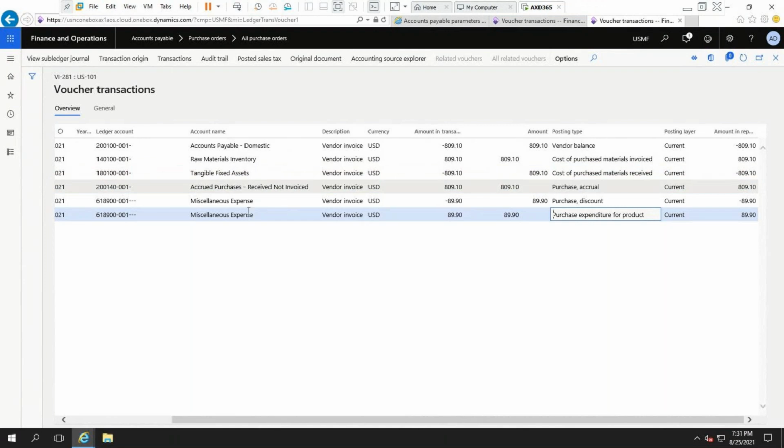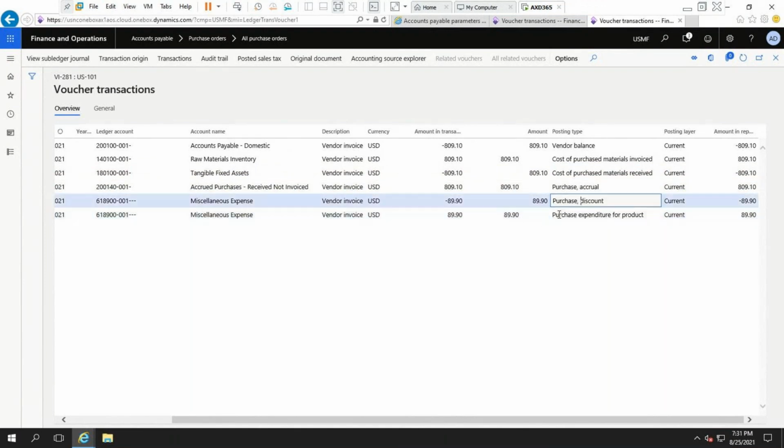Miscellaneous expenses. Sorry, it is discount. It was posted to a separate account. This is a discount account because I have added discount. That is the reason it is coming. Discount account. This is normal 2 accounts.